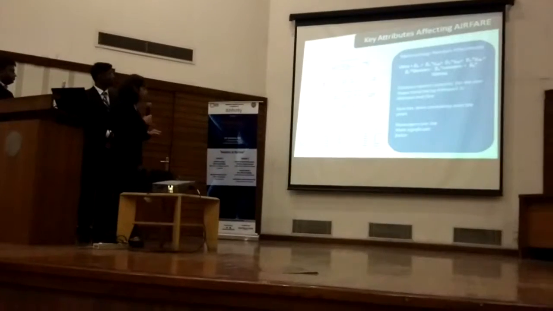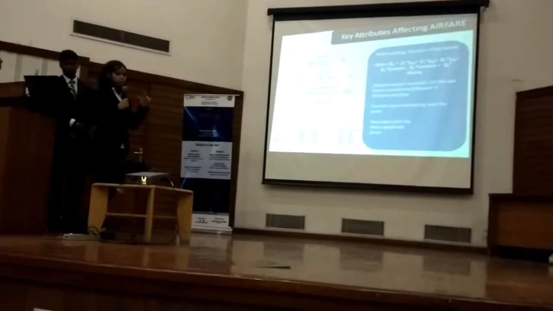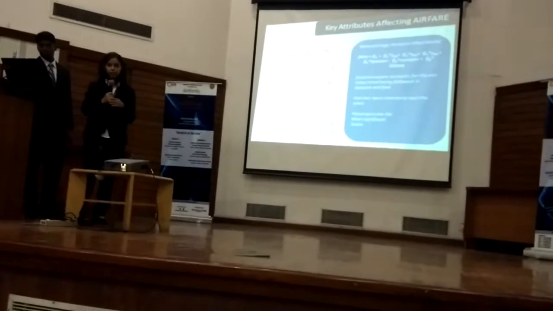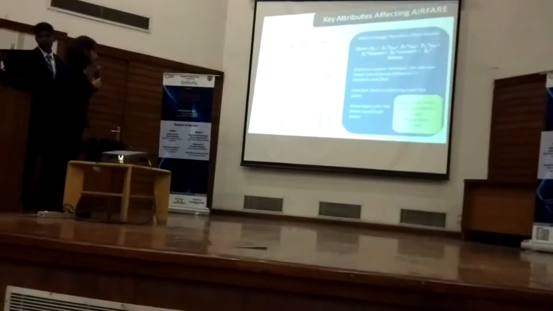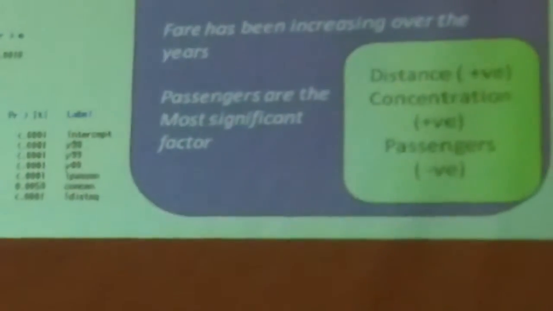So to summarize, that is the model given at the top, and distance square accounts for the non-linear trend, and fare has been increasing over the years, which is justified both by the regression result as well as the graph. The last one being that distance and concentration have a positive impact and passengers have a negative impact on the fare.